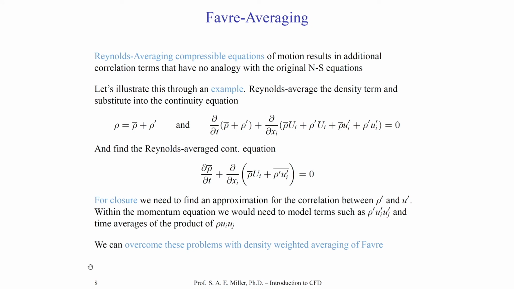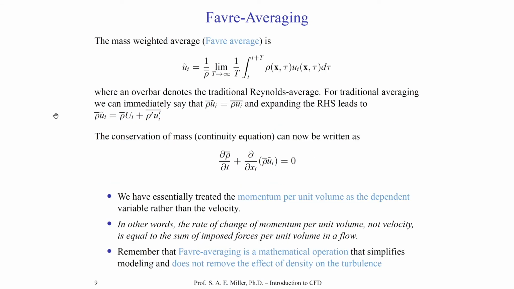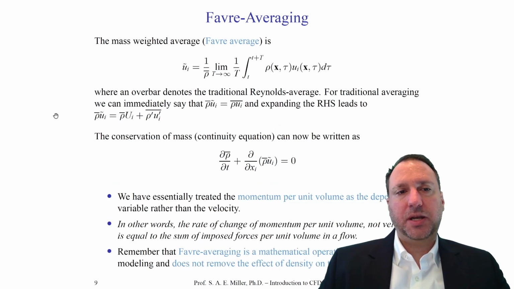We can overcome these problems with the density-weighted Favre average. That is, we can eliminate some of these extra closure terms by the careful selection of a weighted average. Let's look at that now. The weighted average of Favre is shown here in the top line of the page. Here, the overbar denotes the traditional Reynolds average. And for traditional averaging, we can immediately say that rho bar u tilde_i equals the average of rho u_i. Let's look at the average now. We'll denote Reynolds averaging, the traditional averaging approach with respect to time and no weighting, with just a bar. So for example, the average of rho u_i is simply the traditional Reynolds average.